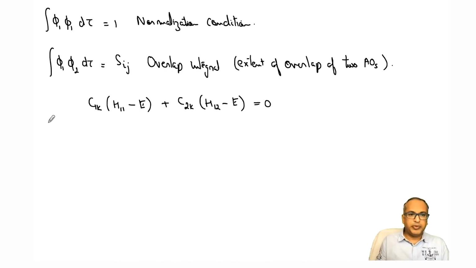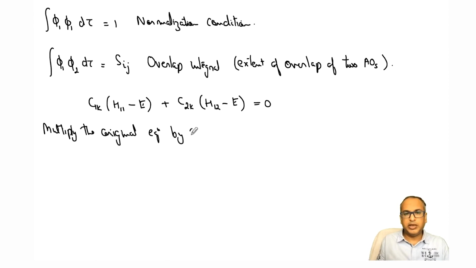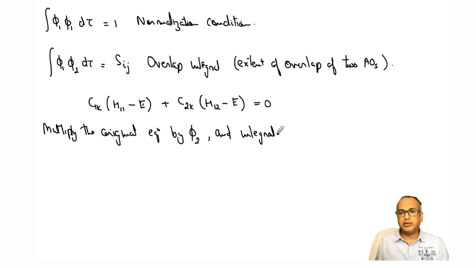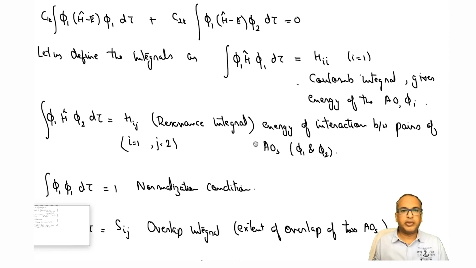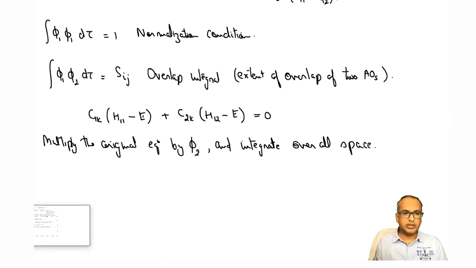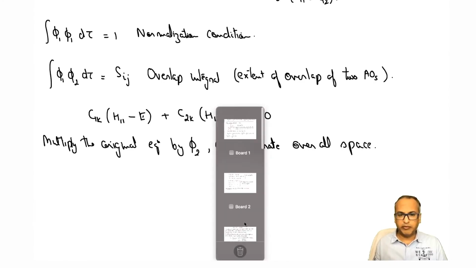Now similarly, if we multiply the original equation by phi 2. Initially we multiplied by phi 1 and integrated over all space. Now what we are doing is we will multiply the original equation by phi 2 and integrate over all space. Maybe it's better if I write down the previous equation number so that it is easier for you to understand. Let me go back to the previous page.